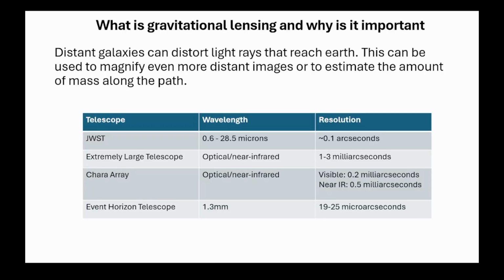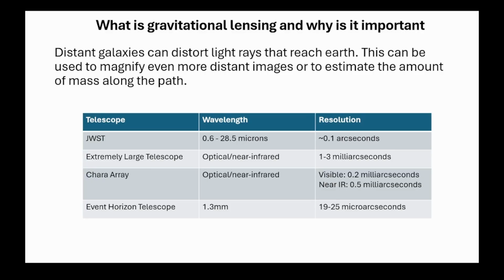Right now we're going to talk about gravitational lensing very quickly. Gravitational lensing is when very distant objects are optically distorted due to mass in between us and the source. This can be used to magnify images to give us a little better resolution. It can also be a way for us to estimate how much mass is between us and the object we're looking at. So it's a very useful phenomenon, assuming we understand the physics very well.